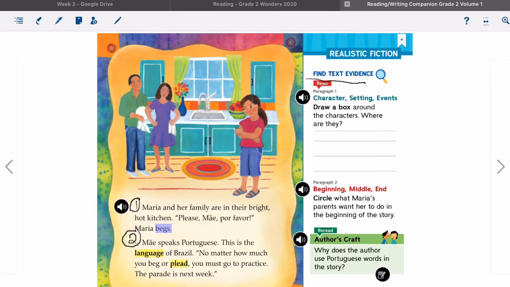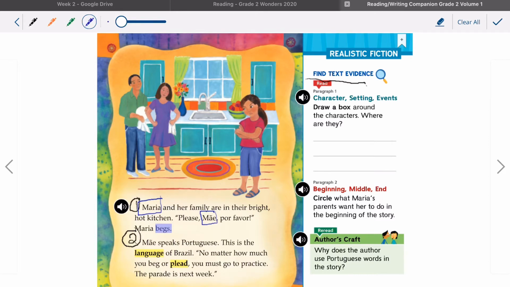I misspoke that. Okay, it says draw a box around the characters. Where are they is our question. So I'm going to go to my box tool. Nope, that's my student tool. I'm still learning these, and I want a box. Nope, that's the wrong one. Here's my box tool. We know that one of the characters is Maria. I'll just use my pen. I'll use a blue pen. And we know that one of them is Mai. So those are two of our characters. Then it says, where are they?